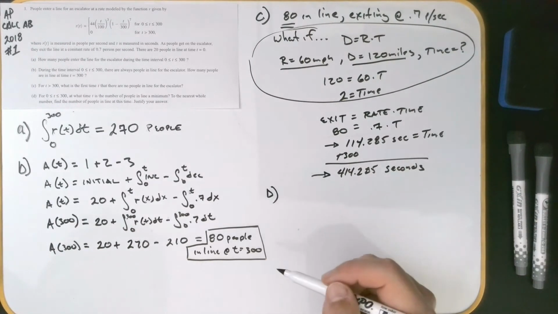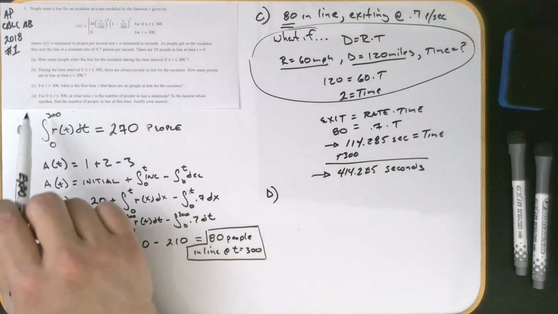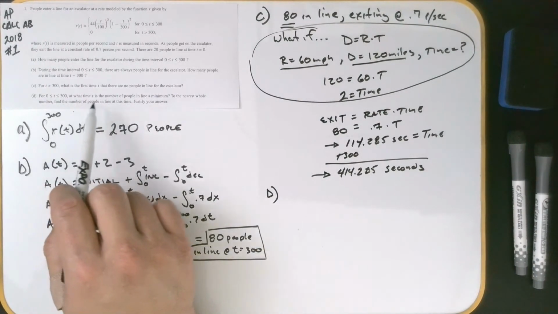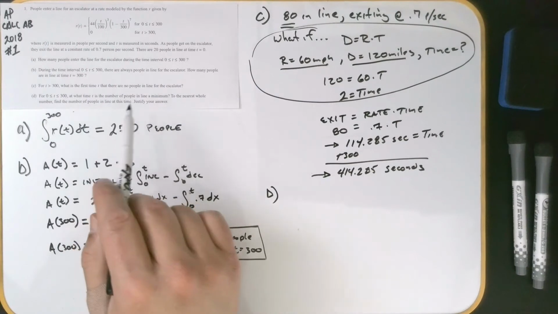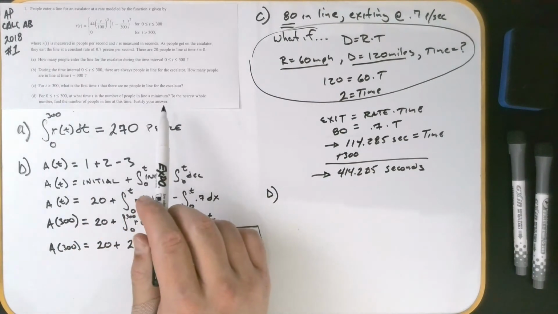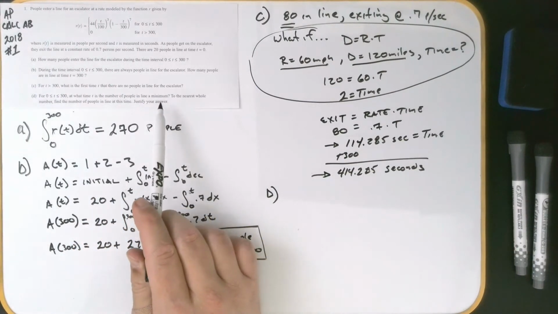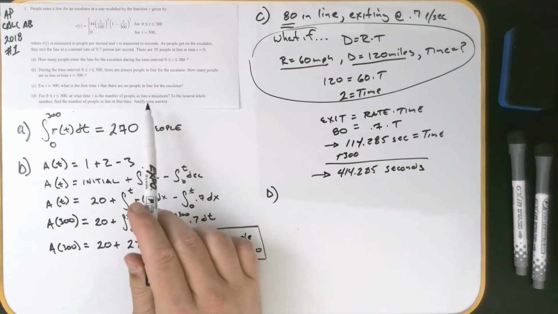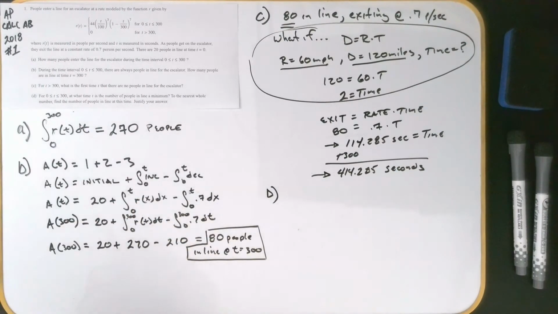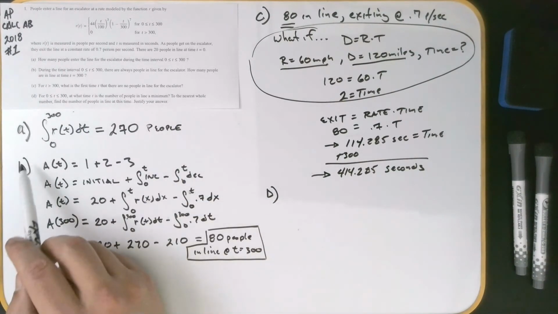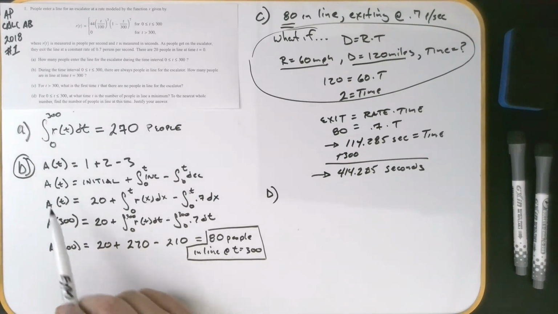Now it's time for part D. For the time between 0 and 300, at what time is the number of people in line a minimum? Minimum. When you guys hear minimum, you should be thinking critical numbers. You should be thinking derivative. And it says to the nearest whole number, find the number of people in line at this time, justify your answer.